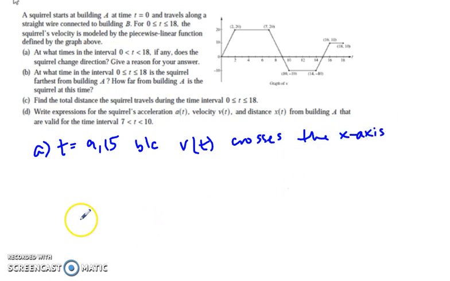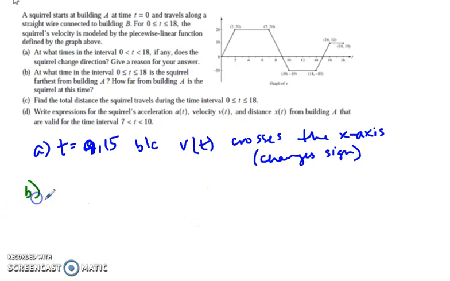You can't just leave it as touches the x-axis. It can't just be a 0 of the velocity function. You need to indicate that velocity changes sign. And you don't have to specifically say from negative to positive or positive to negative, just that velocity changes sign.